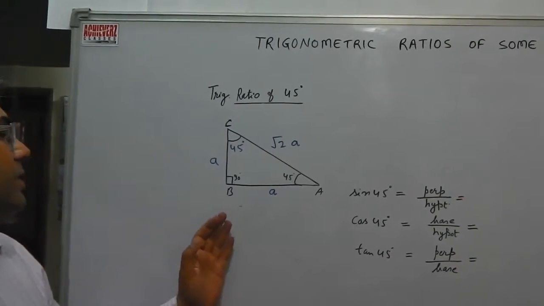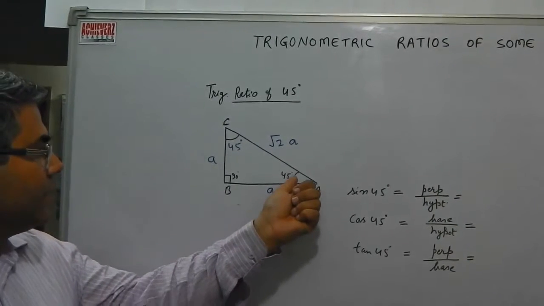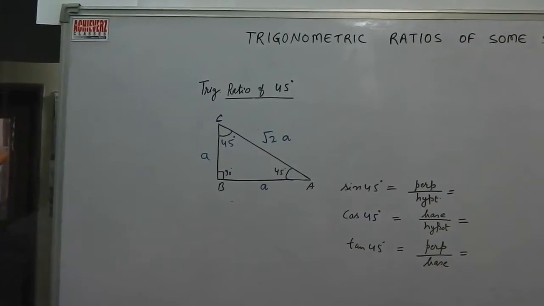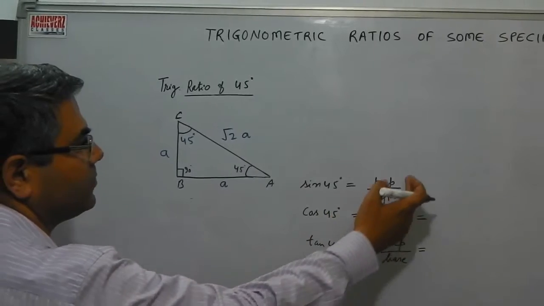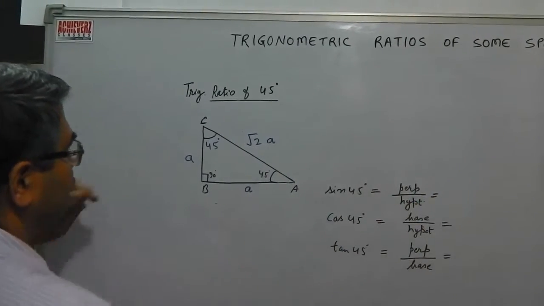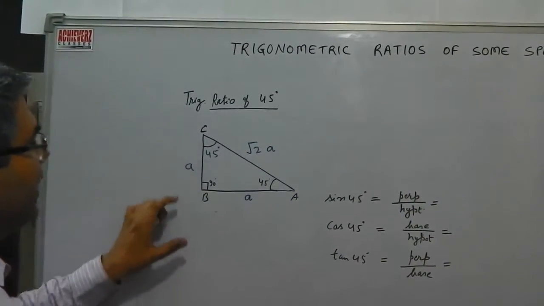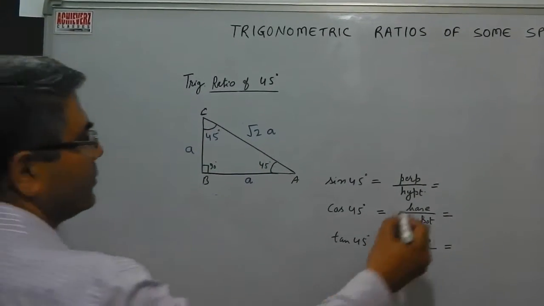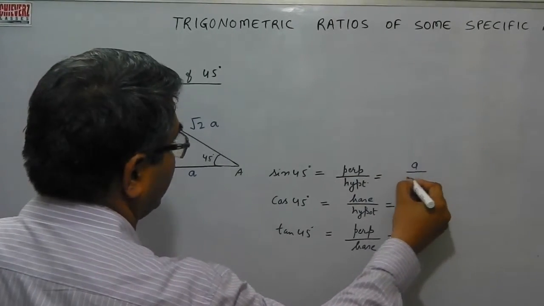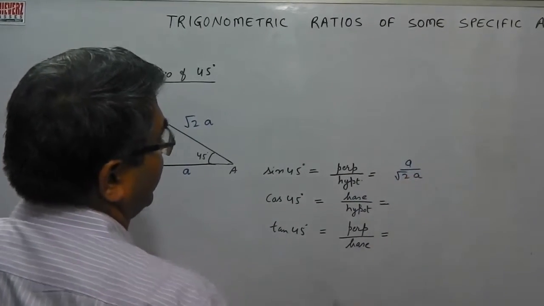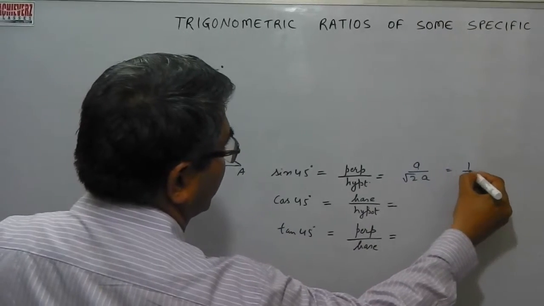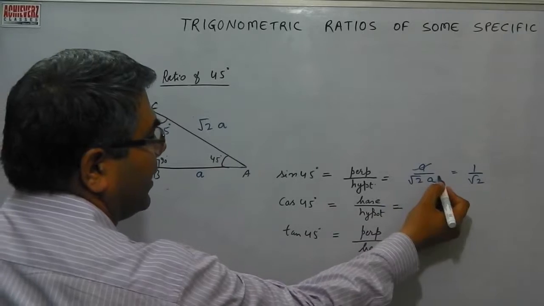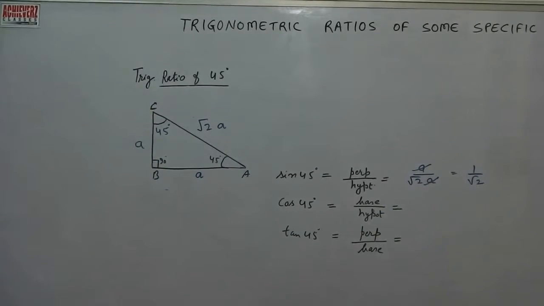Now let's come to these angles. For sine 45 degree, as you know, sine is defined as perpendicular over hypotenuse. So perpendicular here is A and hypotenuse we have calculated as root 2A. So it will be A upon root 2A. That means 1 upon root 2, because this A and this A will cancel out.